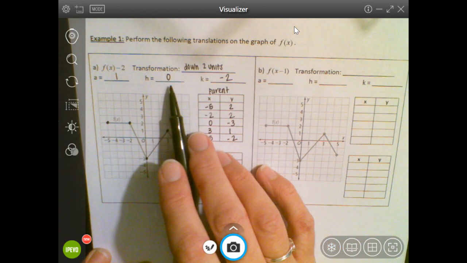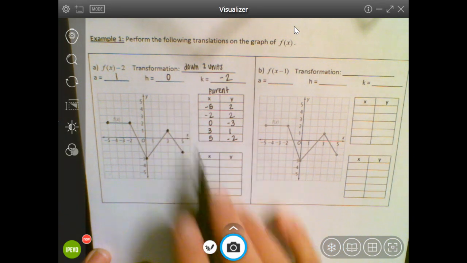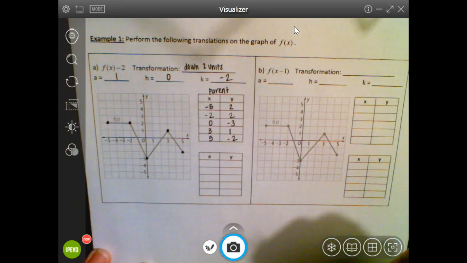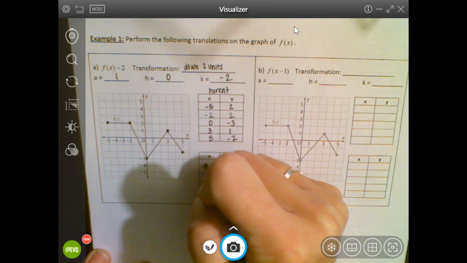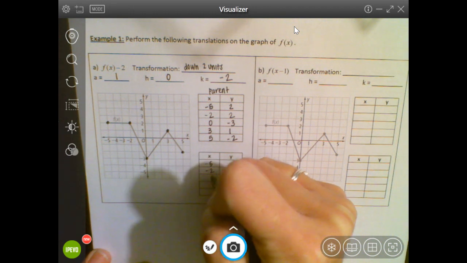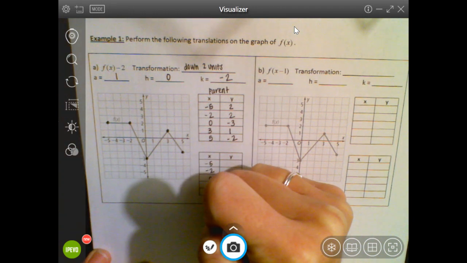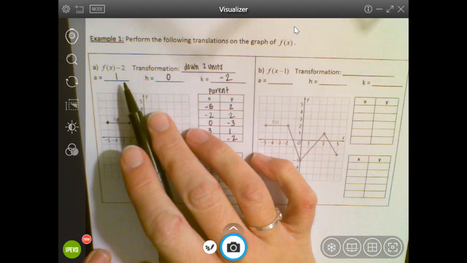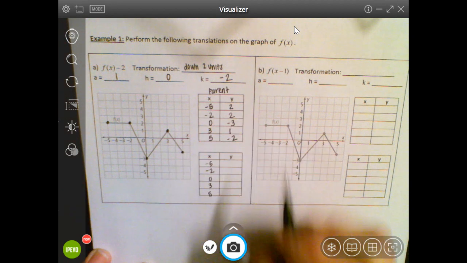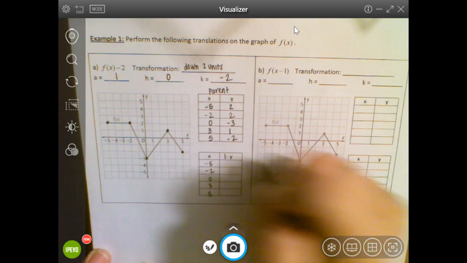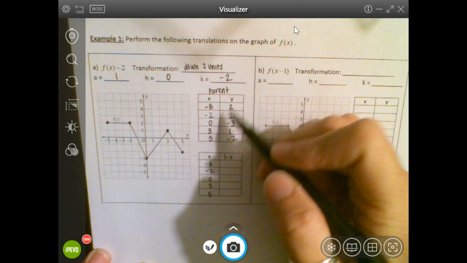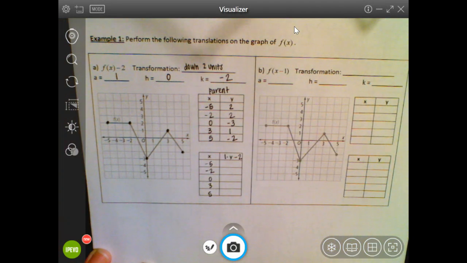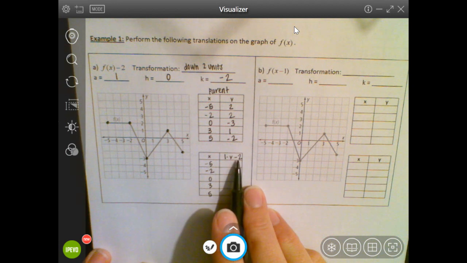So we know that h's transform the x's, but if there's an h value of 0, that really means that I'd be doing x plus 0 or x minus 0, which would mean here that my x values from my parent table would be exactly the same. Over here, remember that we want to multiply by a and then add or subtract k. So here we would be doing 1 times y, which again is just the same thing that we started with, but then we also need to subtract 2 from that. So applying our a value and then applying our k value.